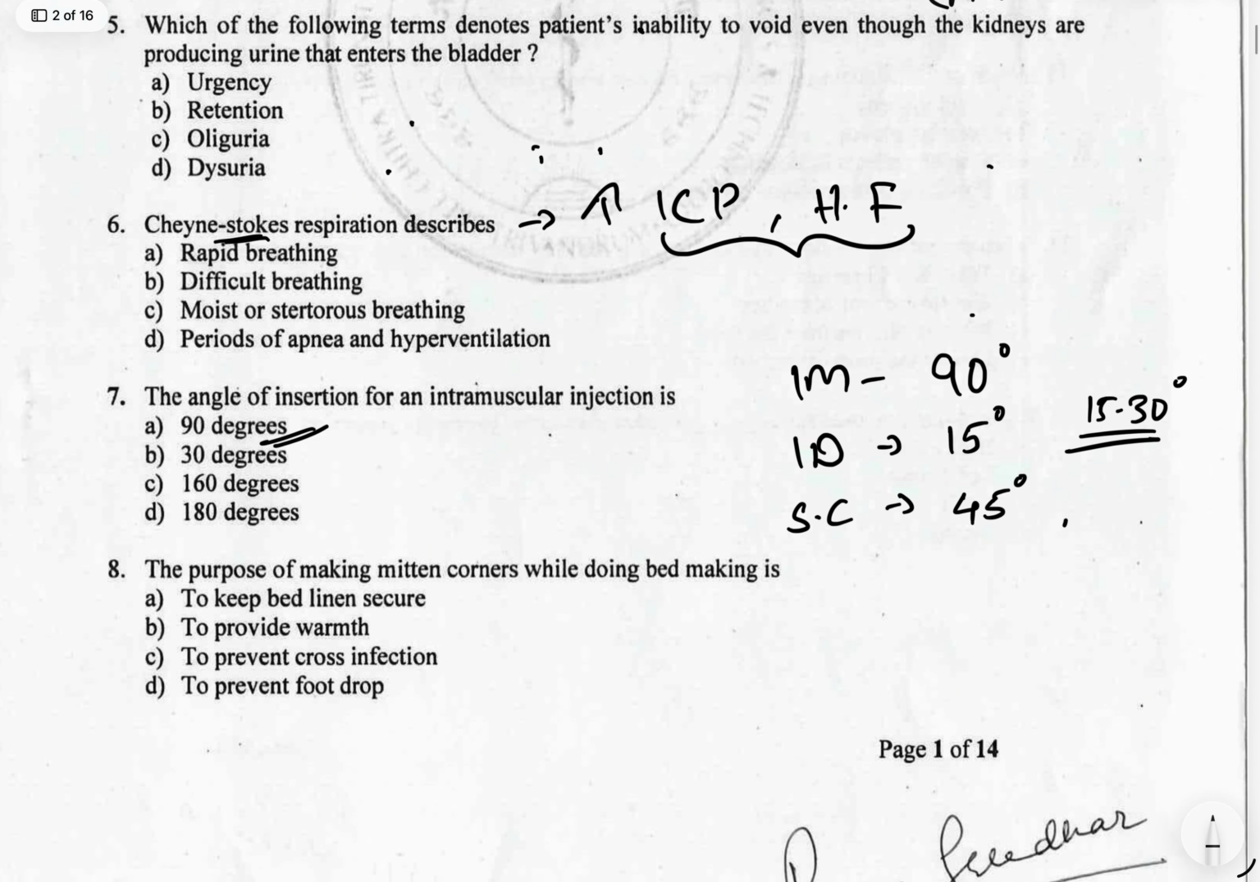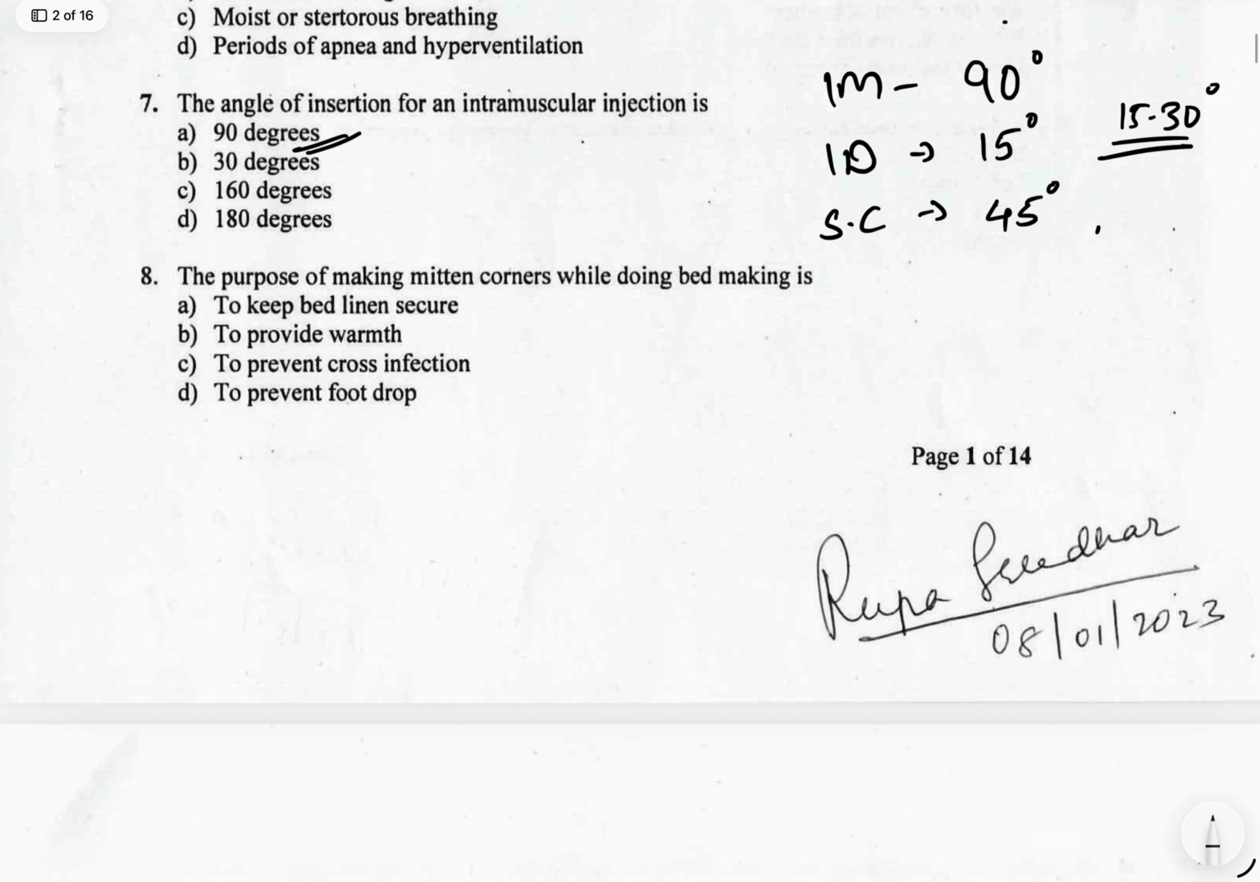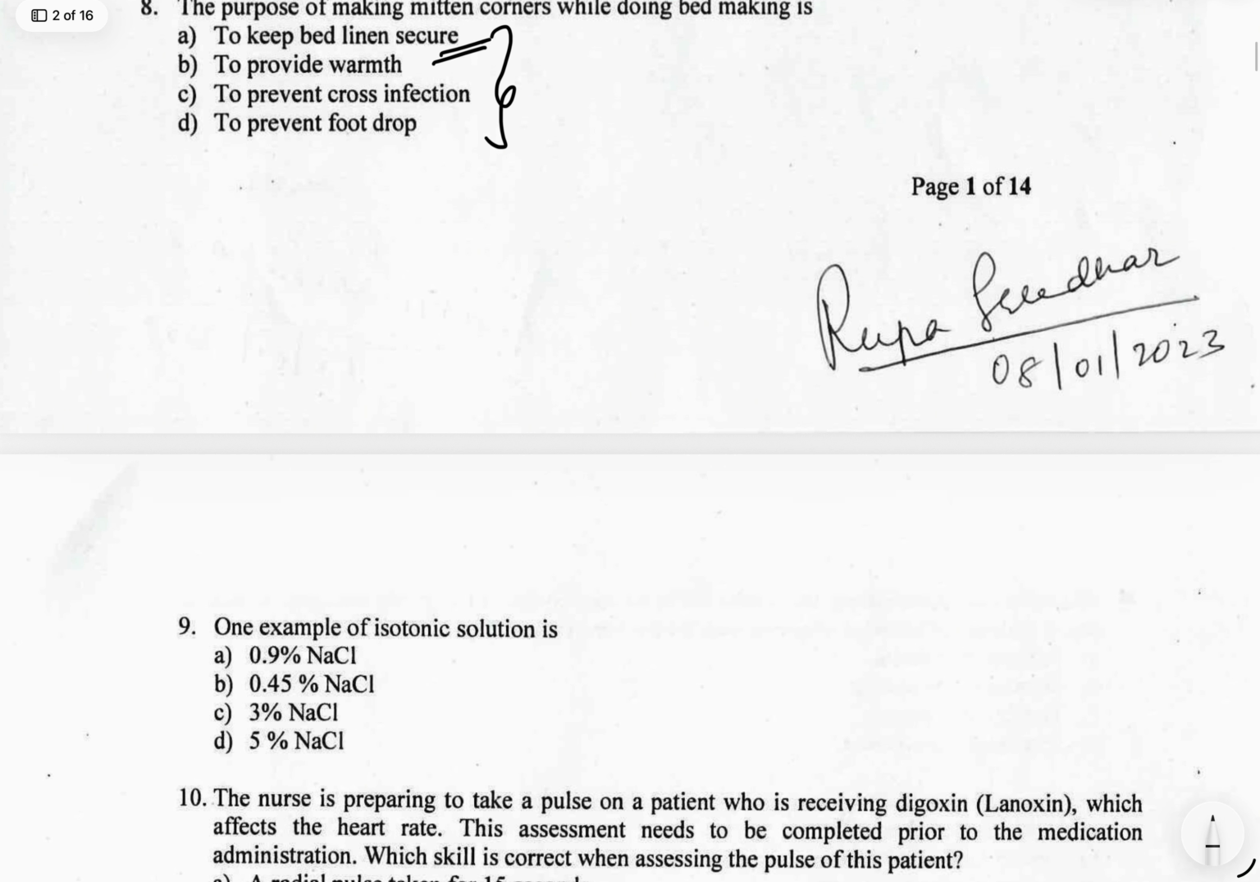The next question is the purpose of making mitered corners while doing bed making. Very easy question, but these options will give you confusion, but this answer is very clear: to keep the bed linen secure. So that's why we are making mitered corners while doing bed making.